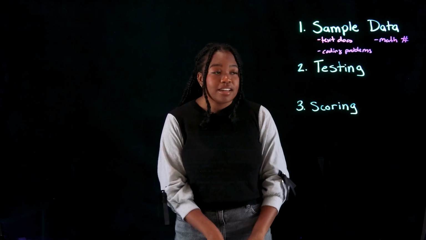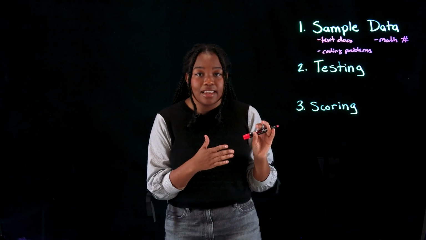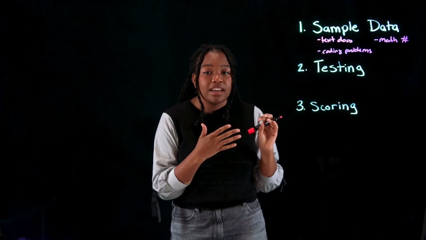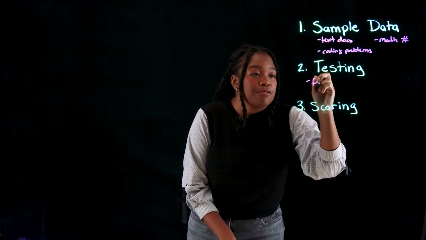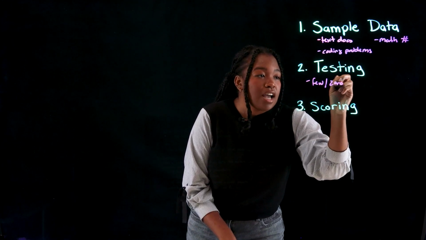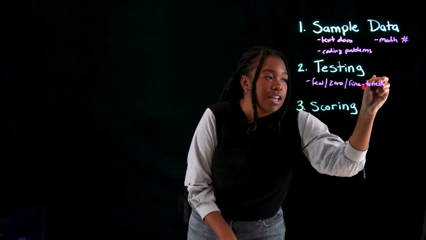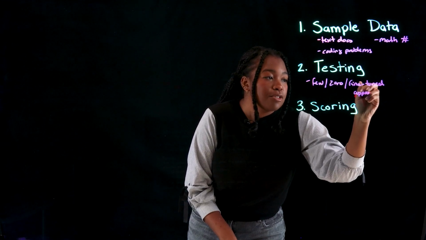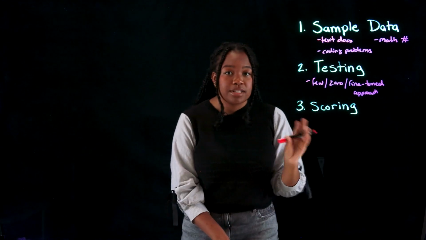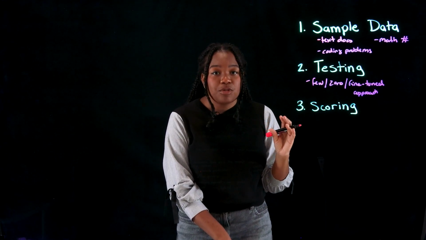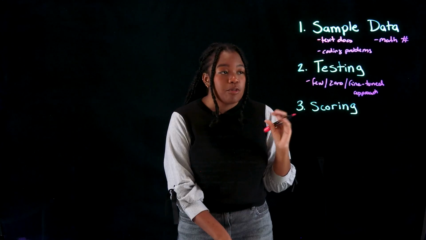The second part is actually testing the LLM. Now we're going to test the LLM on the sample data, and we can use either a few shot, a 0 shot, or a fine-tuned approach, depending on the use case. This simply refers to how much data we're going to give the LLM, or how many labeled examples we're going to give the LLM before we test it.